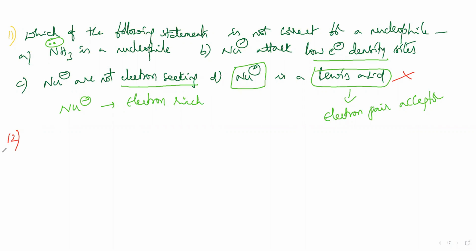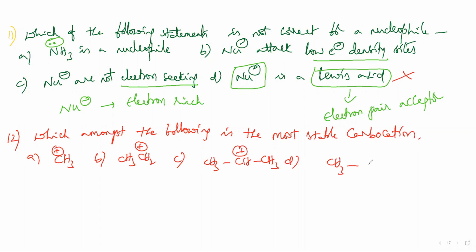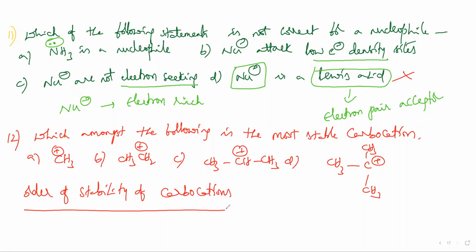Next, question number 12. Which amongst the following is the most stable carbocation? Options are CH3 plus, CH3, CH2 plus, CH3, CH, CH3 plus. So what is the order of stability of carbocations?